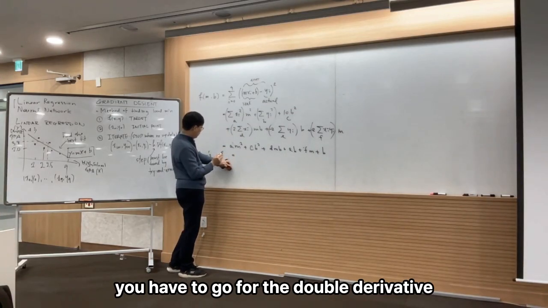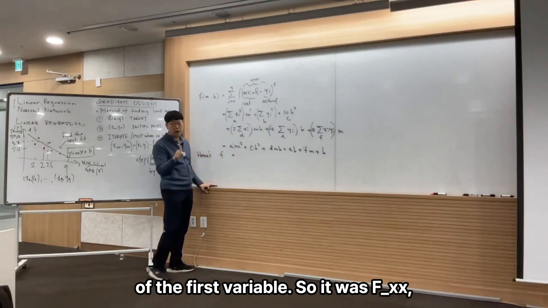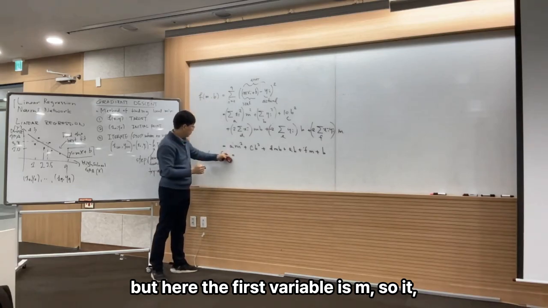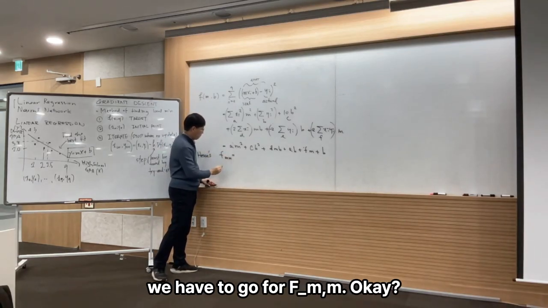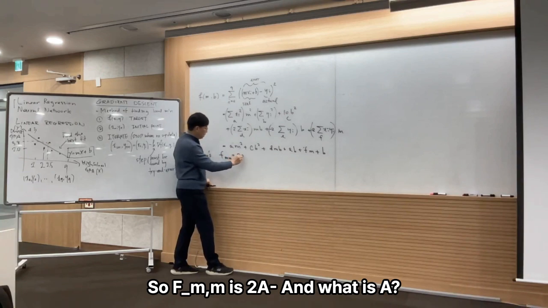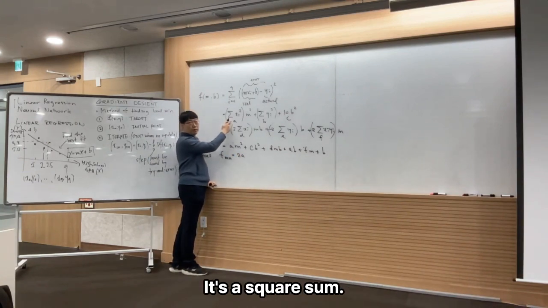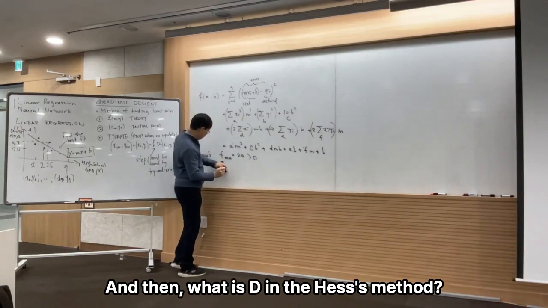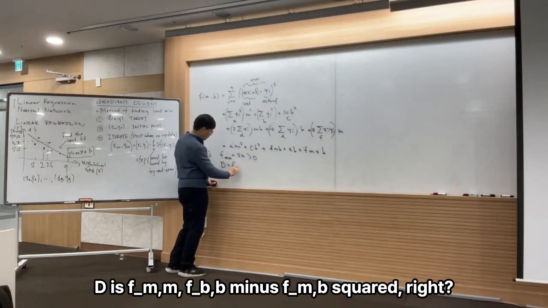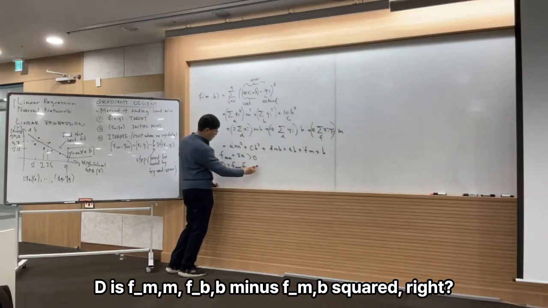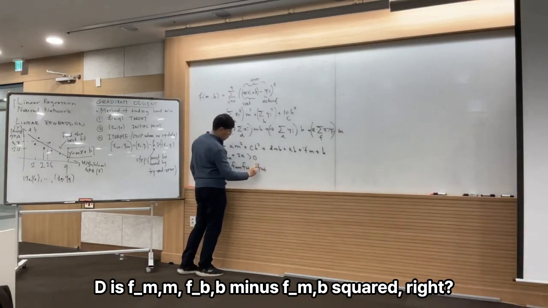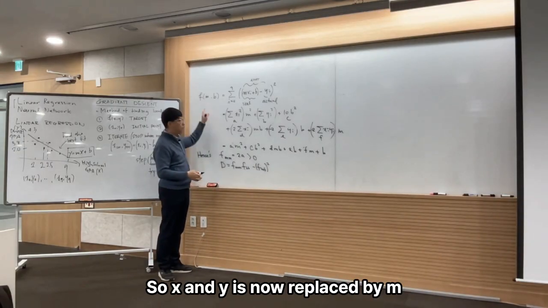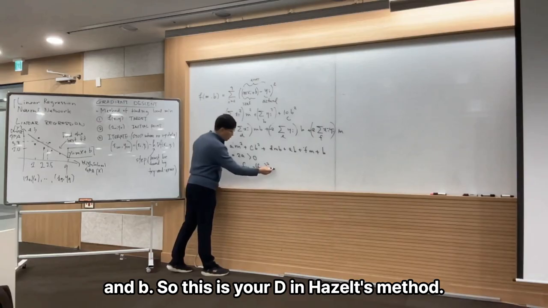First of all, you have to go for the double derivative of the first variable. It was fxx, but here the first variable is m. So we have to go for fmm. Okay? So fmm is 2a. And what is a? It's a square sum. It always has to be positive, right? And then what is D in the Hessian method? D is fmm fbb minus fmb squared, right? So x and y are now replaced by m and b. So this is your D in the Hessian method.